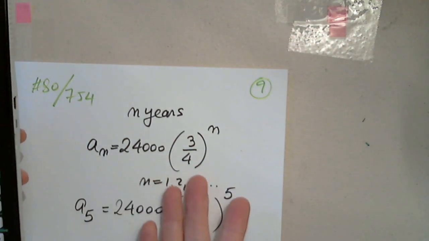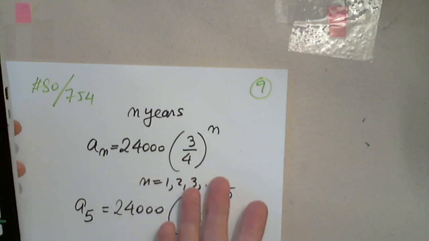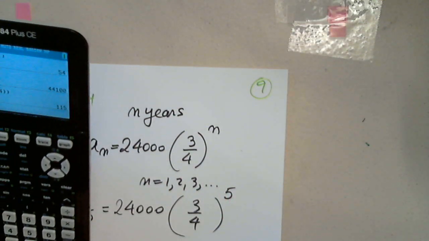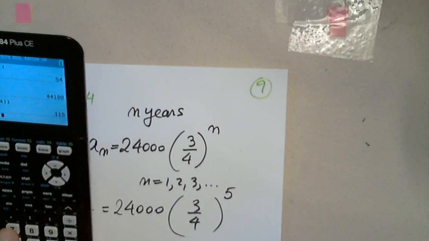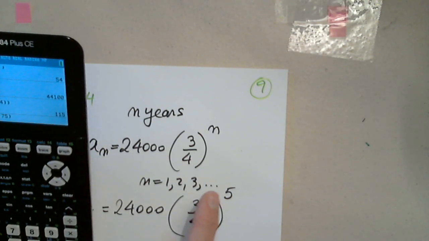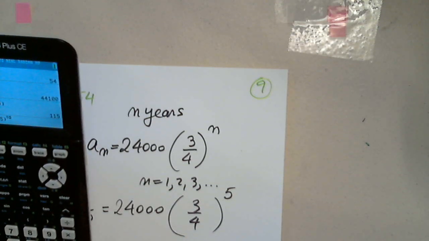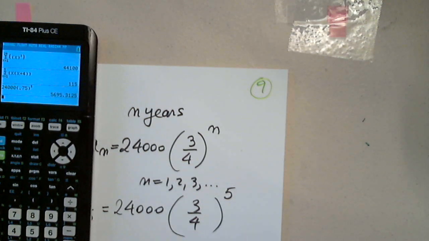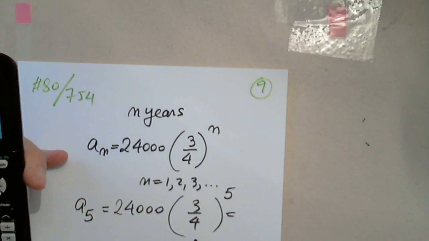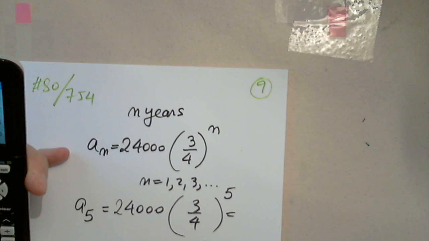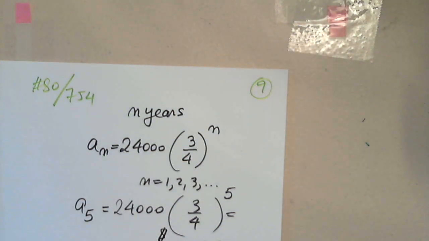That's a simple application of sequences. So 24,000, and in parentheses, I'm going to just put 0.75 because it's easier for me. And then I put caret to the 5th power, and I get, oops, not good, 5,695.31. Pretty bad. Pretty bad.